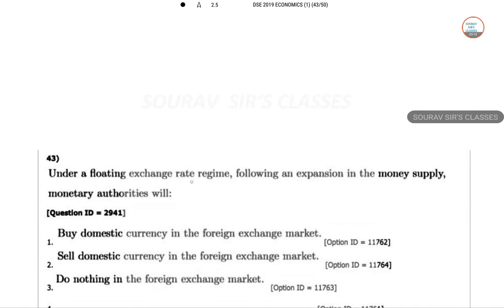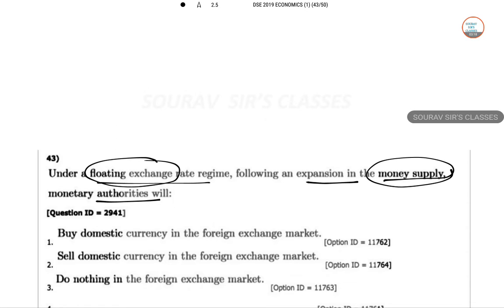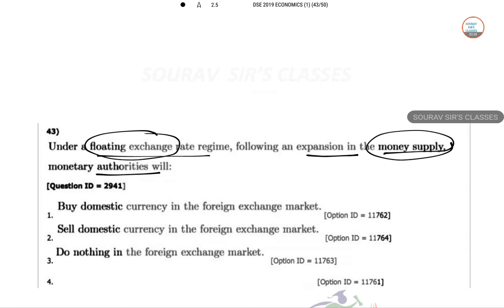Okay, under the floating exchange rate regime, so the exchange rate is changing, the expansion in the money supply, the monetary authorities will do what? Buy domestic currency in the foreign exchange market? No, that will create a devaluation problem. Sell domestic currency? No, that is not possible. There will not be any bidders. And do nothing in the foreign exchange market?